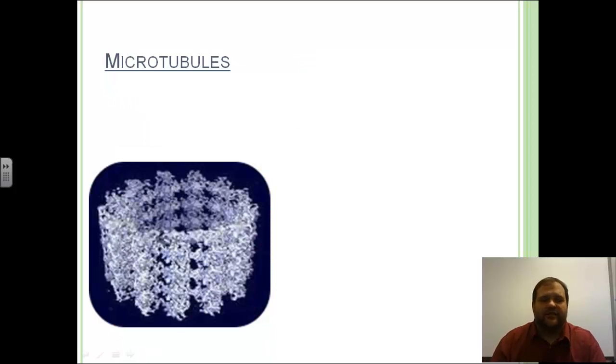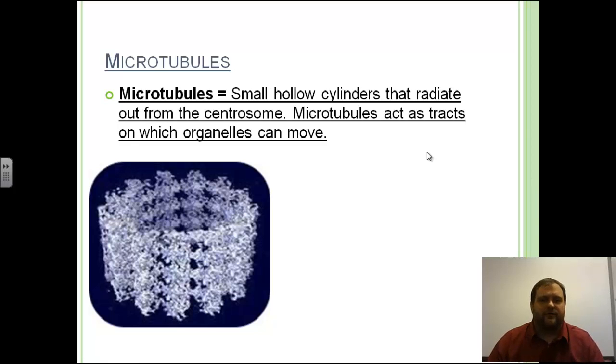The last one, and this is kind of the odd one, is microtubules. Microtubules are small hollow cylinders. You can see in the picture right below that it's a tube of these fibers, and they create this hollow cylinder, and they act as roads. Microtubules are intracellular roads, and on these roads, organelles walk. They walk on protein feet.